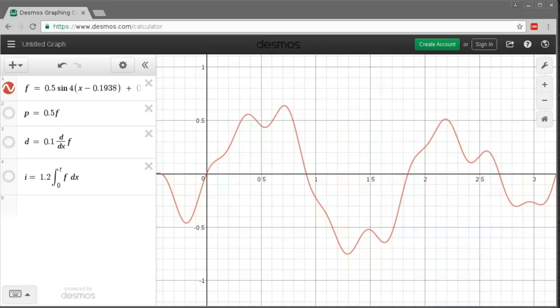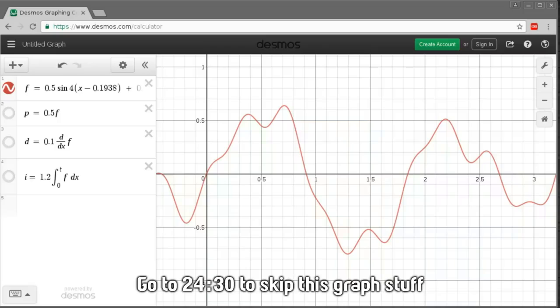So for those who are familiar with calculus, you've probably heard those terms derivative and integral before. So I thought I'd just have a look at this graph to show how they are visually represented.